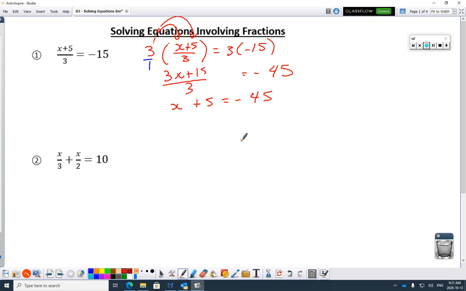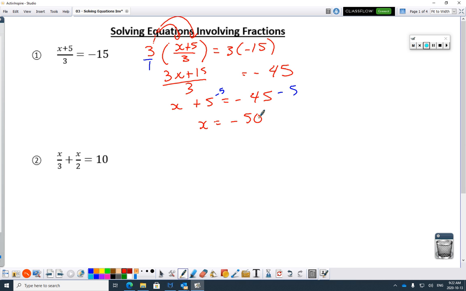Yeah, so I'm going to do minus 5 to both sides. And to really dramatize it, for the first time back in 10 days, I'm going to write the minus 5 and say, okay, if I do minus 5 to that side, I also have to do minus 5 to this side. And so what I get here is x equals negative 50.